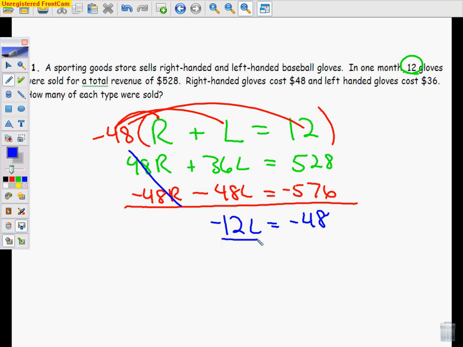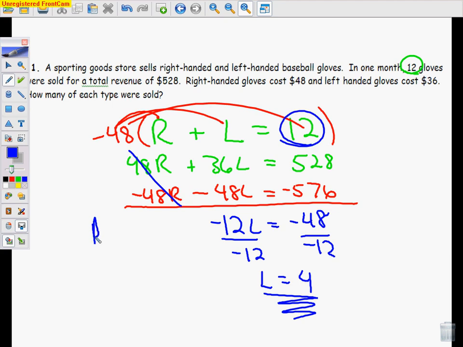Solve for L by dividing by negative 12 on both sides. And we get that L equals 4. So, since we know that there are 4 left-handed gloves, and there's a total of 12 gloves, how many right-handed did there have to be? 8. All right, so we sold 8 right-handed gloves and 4 left-handed gloves.